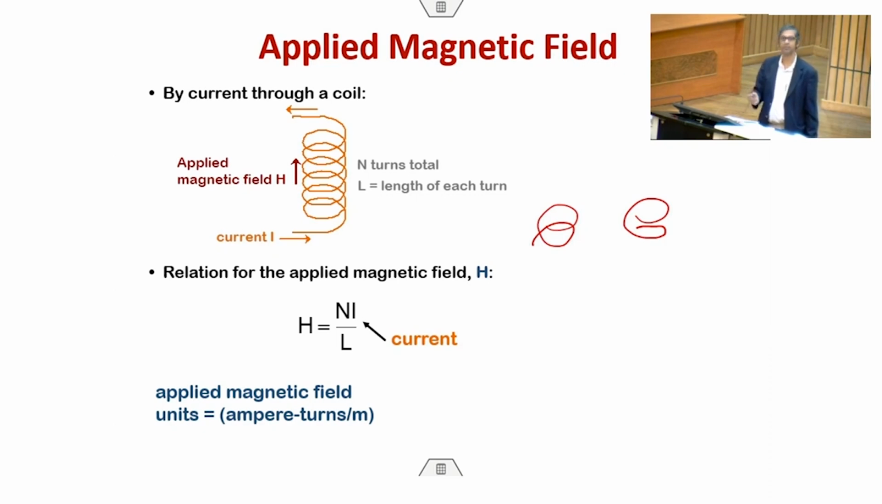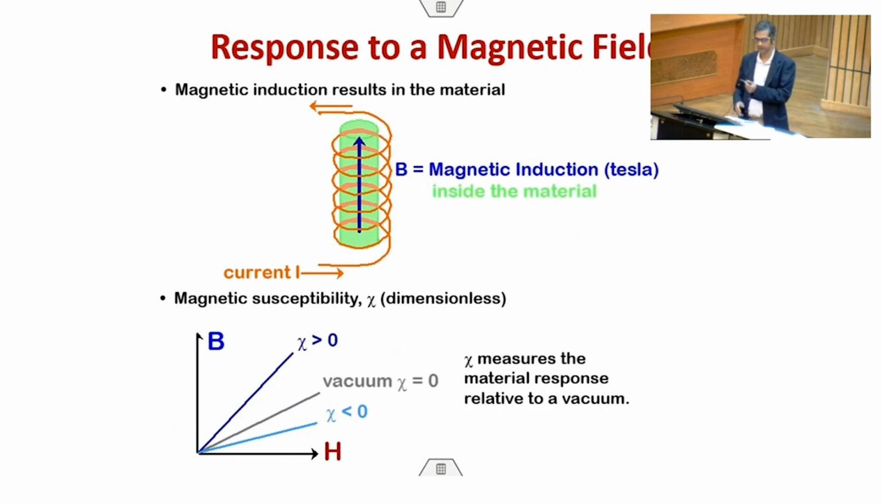According to Faraday's experiments or law, any current carrying coil will have an associated magnetic field. That depends on the number of turns, the length of each turn, as well as the current passing through. Now, what is the response to a magnetic field? Magnetic induction results in magnetism. If you put a material inside this coil, the field generated because of the current flow will induce a magnetic field in the material. This we know very well.